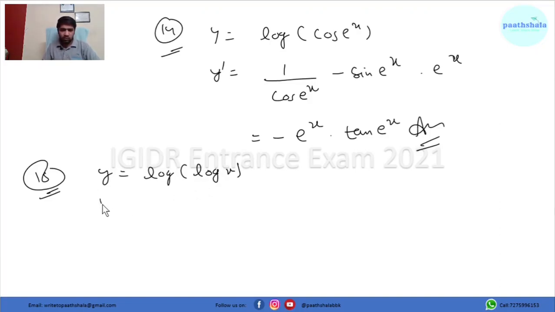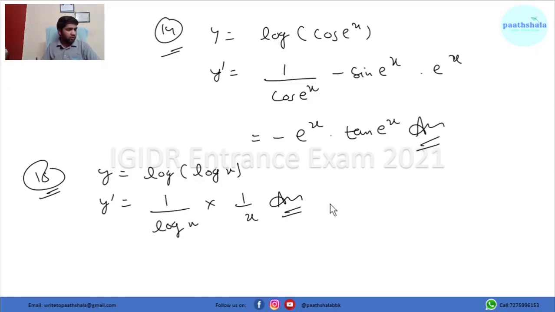So what it will become, y dash, log, differentiation of log is 1 upon x. So here it is log x, so we'll write log x. Now again we have to differentiate because of the chain rule. Okay, so differentiation of log x will become 1 upon x. So this will be our final answer.